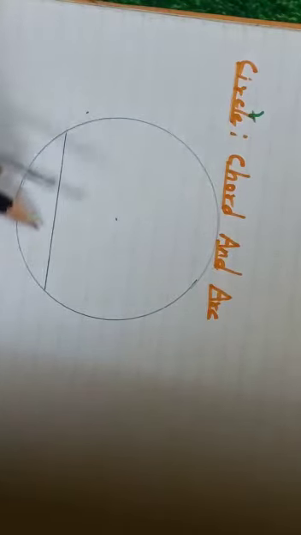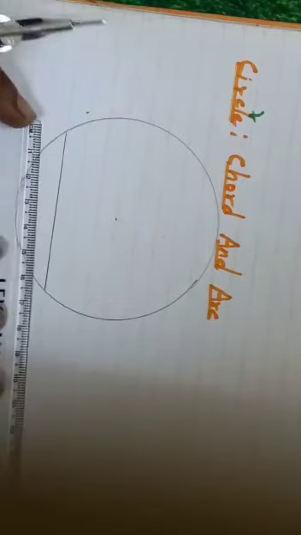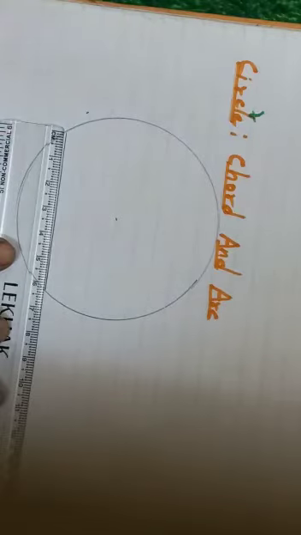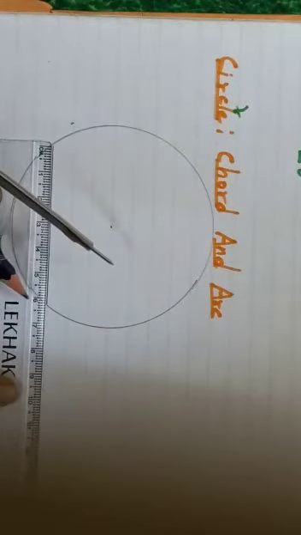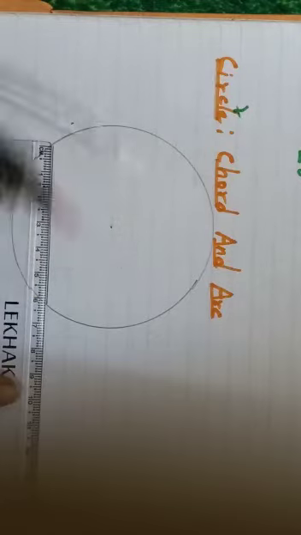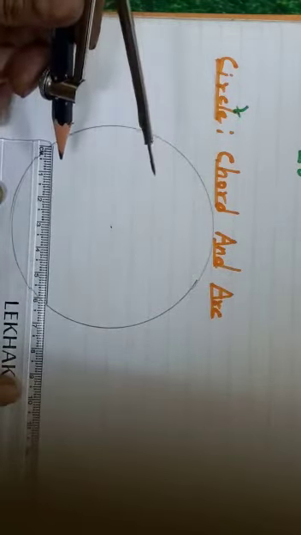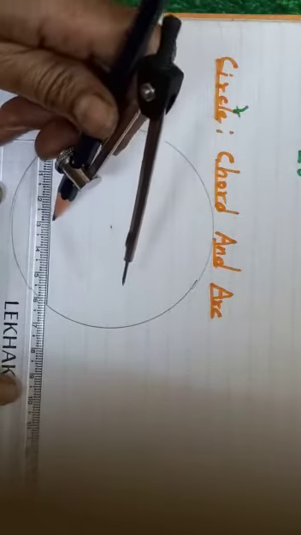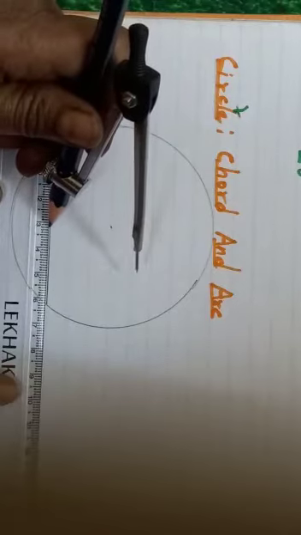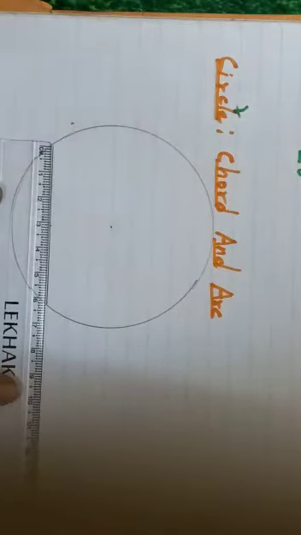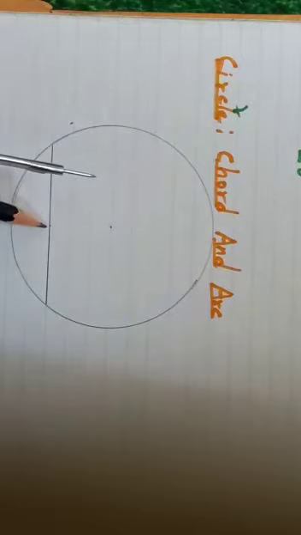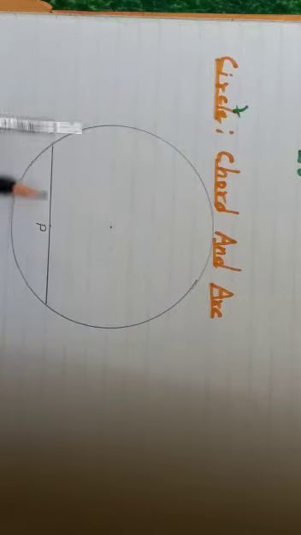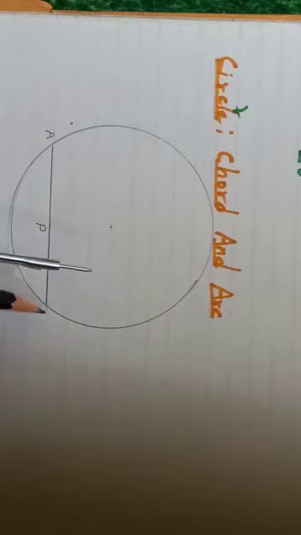Then what they have said, find the midpoint of the chord. So first we will have to measure the length of this chord. Okay, see here the chord's measure comes to 6.2. So 6.2 half is 3.1. So you will have here 3.1 means this point. Okay, so this point which I have got is the midpoint, and I have to name it as P and chord as AB.